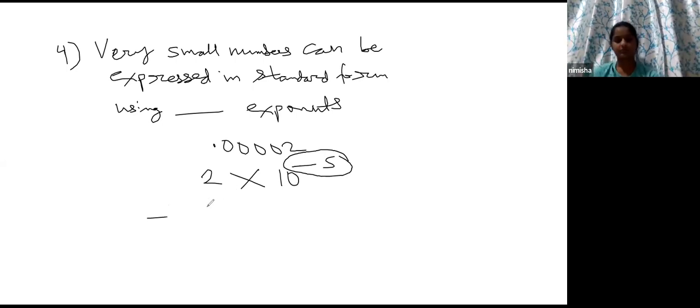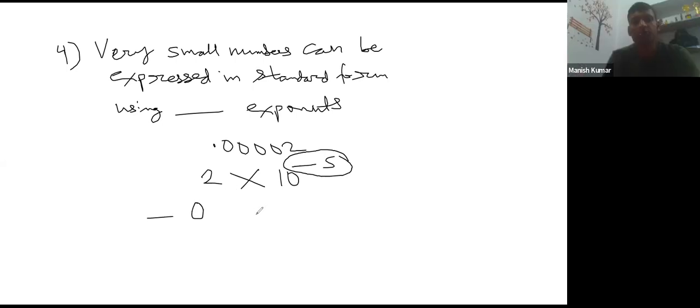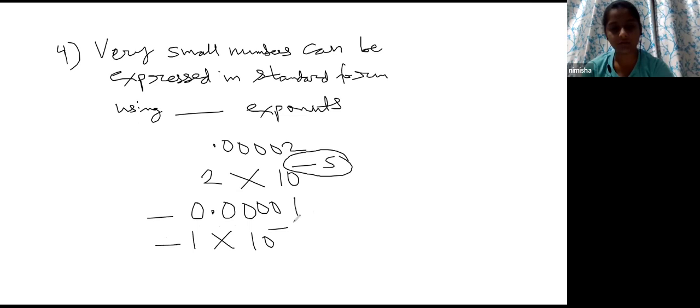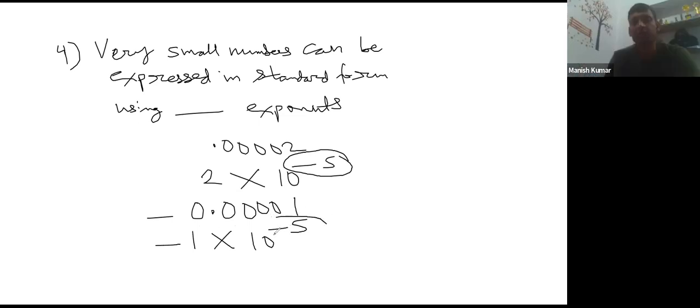Now, if I am writing minus, suppose 0.00001, then what will you write in standard form? -1 × 10⁻⁵. So here also the exponent will always be negative. If there are very small numbers, it means it is also less than one, isn't it?